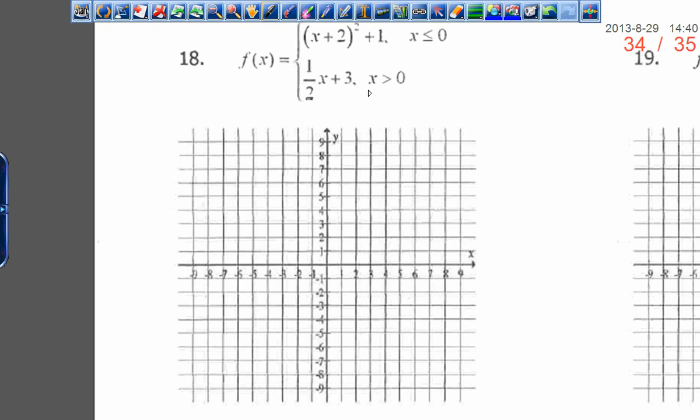Now to do this, we have to know what we're doing, as far as graphing goes. So what kind of graph is (x + 2)² + 1? Yeah, it's quadratic. What shape is quadratic? The U, also known as a parabola. Parabola. Yeah, good. Well done. What about this guy? 1/2 x + 3. Linear. So what we're going to have is a parabola and a line, and we're going to put it together and it's going to be one shape.